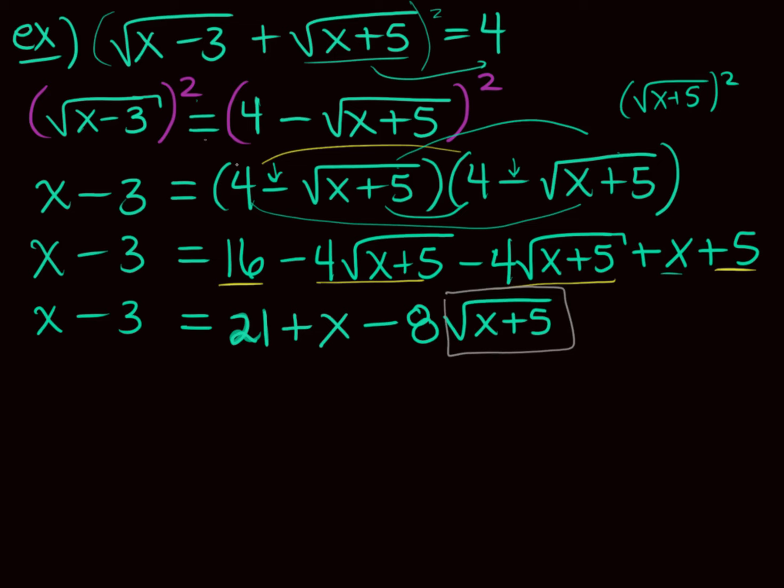So I am going to have to square one more time. I have to call for the principle of powers one more time. Okay, so I'm going to get that guy by itself. Let's subtract 21 from both sides, right? Oh, and this one we got lucky. The x's cancel. So I get a -24 equals a -8.